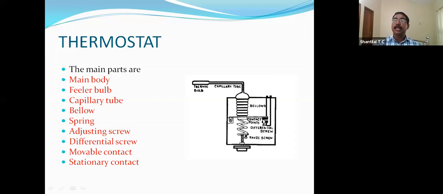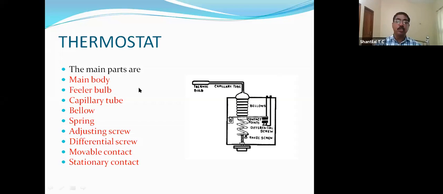Normally this is a company setting, so technicians or we, from our side, have no need of any adjustment in the differential screw, but you have to understand the function of the differential screw. The function of the differential screw is to increase or decrease the difference between cut-in and cut-out temperature. So this is known as a thermostat.